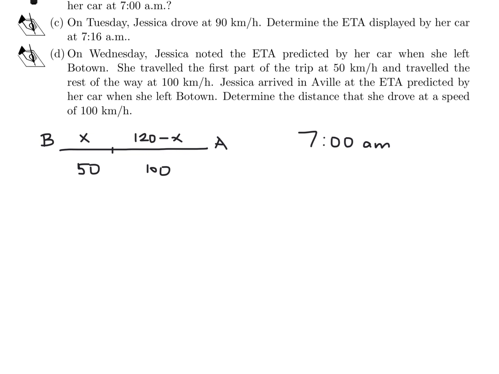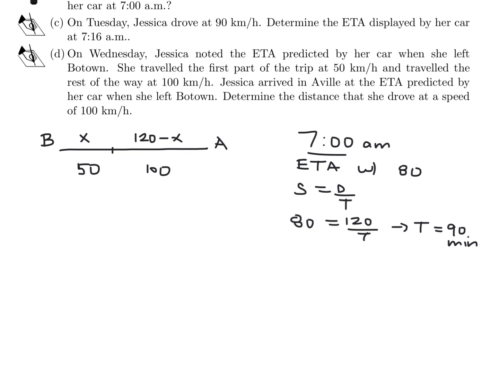And then the ETA, we find out with a speed of 80 according to the question. So speed is equal to distance over time. Speed is 80 and distance is 120. When you solve for this, you get t equal to 1.5, which is 90 minutes. So we add that to the 7 a.m. That means the ETA is 8:30. So that's pretty much the ETA calculation.